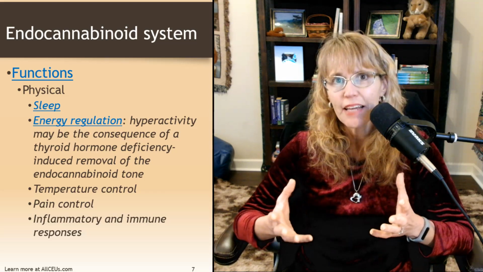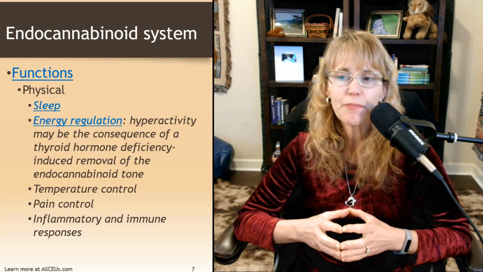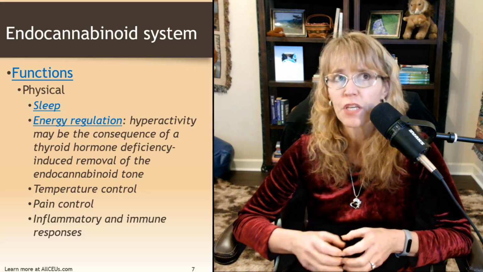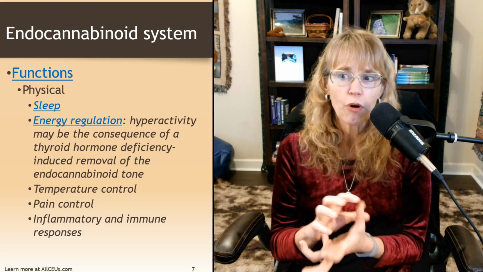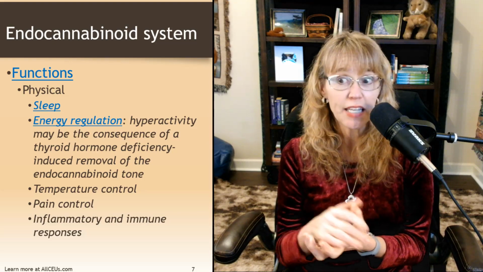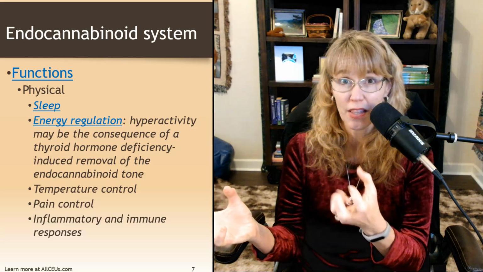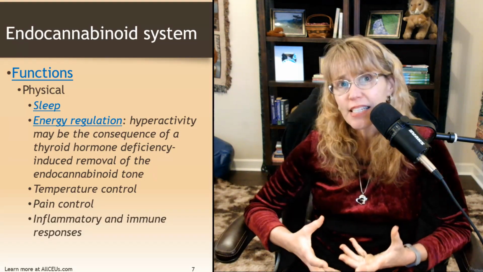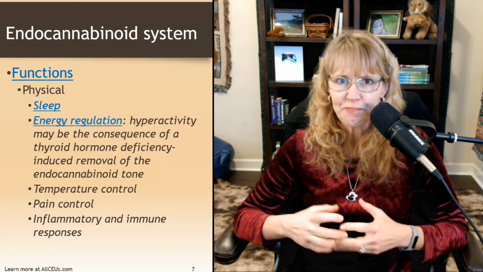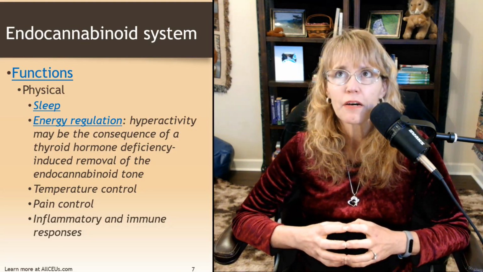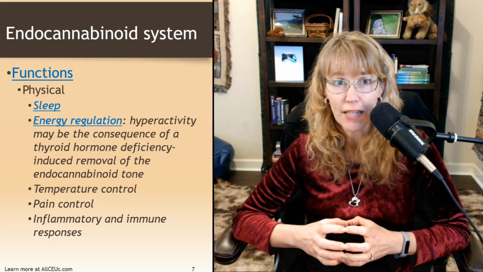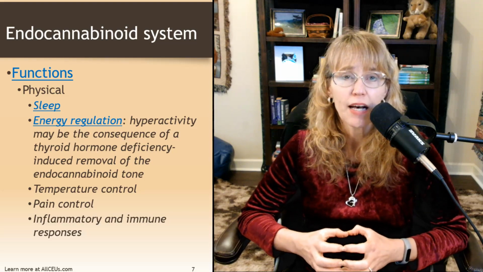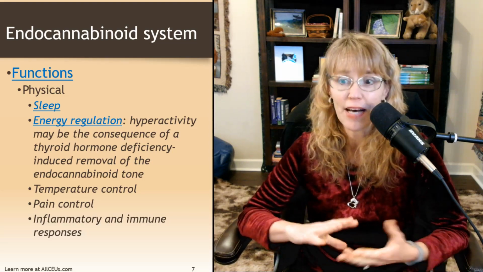Energy regulation. They hypothesized, or they found, that hyperactivity may be the consequence of a thyroid hormone deficiency-induced removal of endocannabinoid tone. So what they're saying is when thyroid hormones are deficient, it could result in alteration of endocannabinoid tone. So when the thyroid hormones are out of balance, it throws the endocannabinoid system out of balance. So that's interesting to note. Likewise, one would wonder if the endocannabinoid system being out of balance would similarly impact the thyroid system. Would it throw the hypothalamic pituitary thyroid system out of balance?